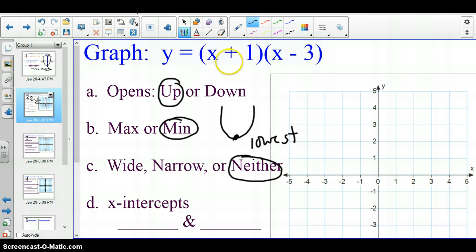Our x-intercepts are the numbers inside the parentheses. And remember, we think the opposites. We set this equal to 0, so x plus 1 equals 0. Subtract 1, we have x equals negative 1. So one of our x-intercepts is negative 1. If I set x minus 3 equal to 0 and add 3, I get 3. It's the opposites.